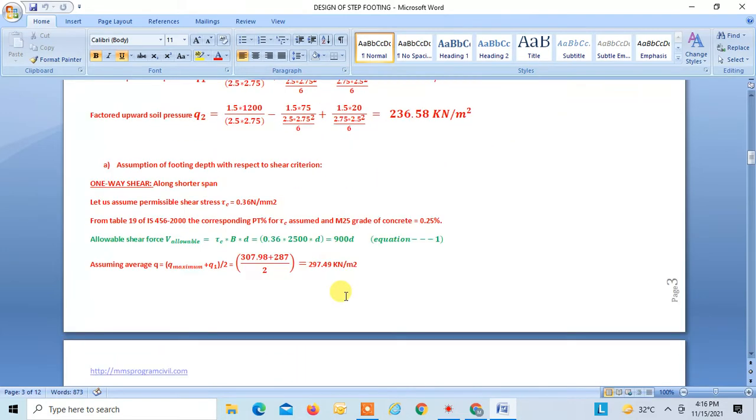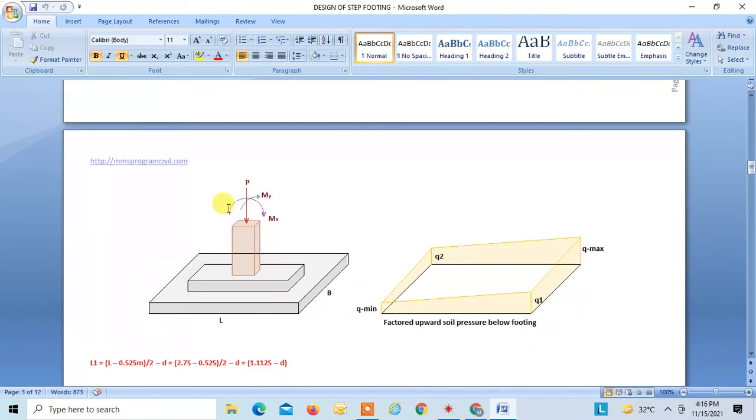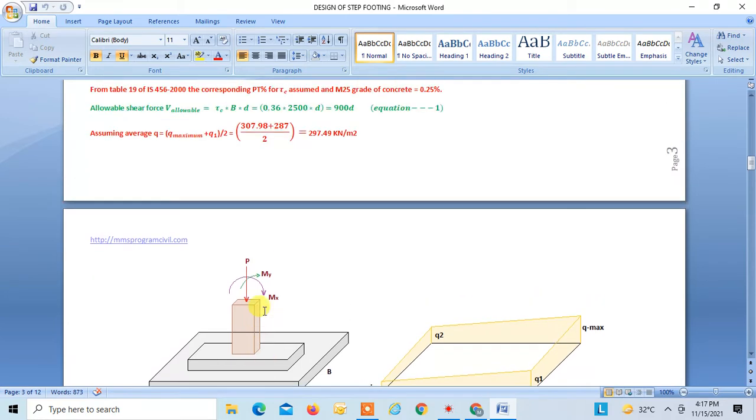Let us see in the figure. Okay, so this is our Mx, this is our My, this is P, and so we get Q max over here, we get Q1 over here, we get Q2 over here, we get Q min over here. So this is factored upward soil pressure acting below the footing, right? For this we have to design the footing, that is we have to design a section in such a way that it satisfies both shear and moment criteria given as per the code, right? So let's move further.